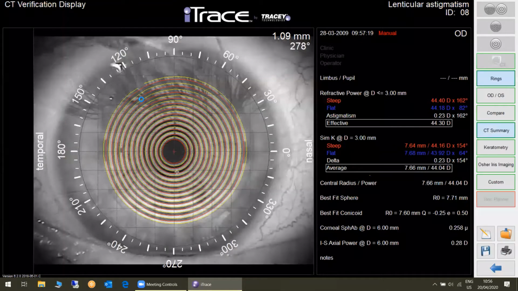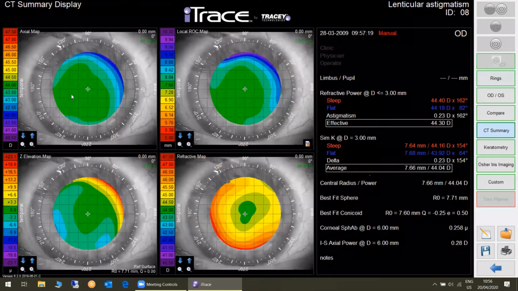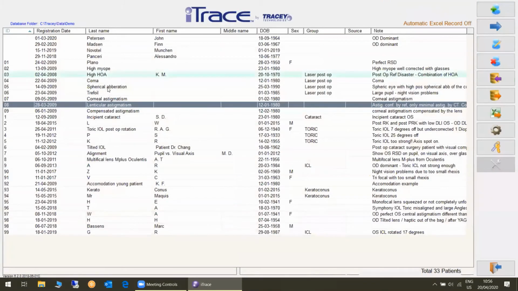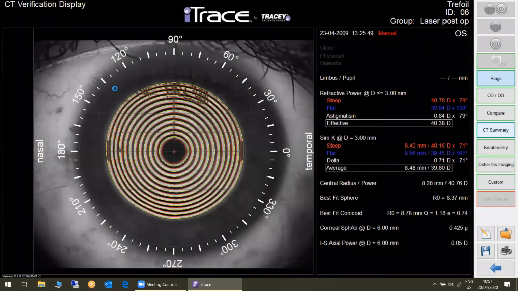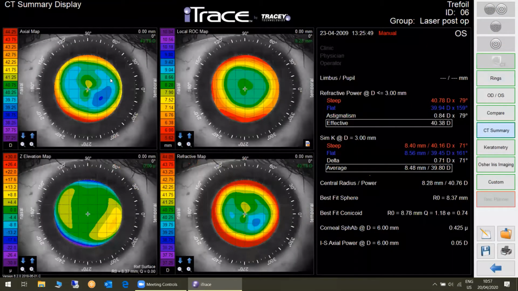This is how a normal cornea looks like. Everything is green, everything is fine. But this one is man-made. And you see the cornea has been flattened. It means this was a laser vision correction for myopia. Remember, blue is the sea, red is the mountains.